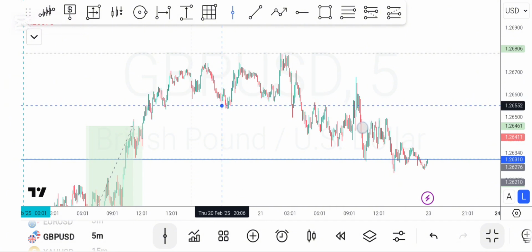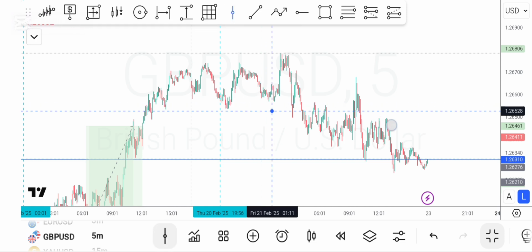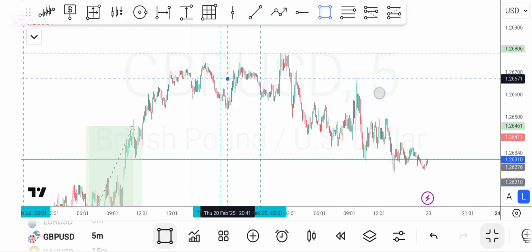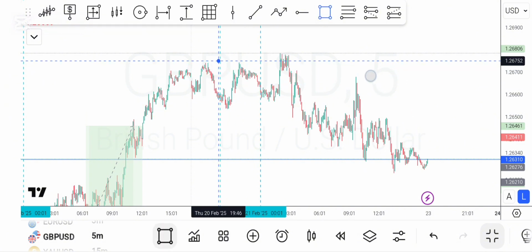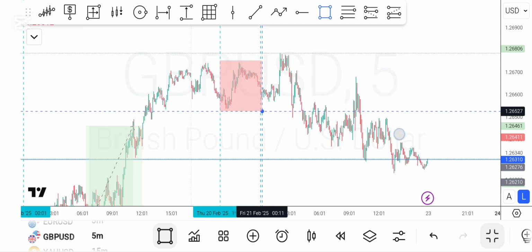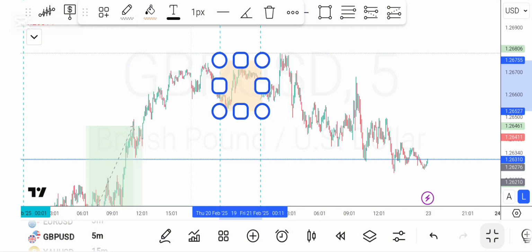and we put the vertical line there, and then we take the next vertical line and look at midnight, which is 00, right? You put it there, and then you are going to mark the high that was formed during that session, and look at the low that was formed during that session, which is going to give you the entire range.